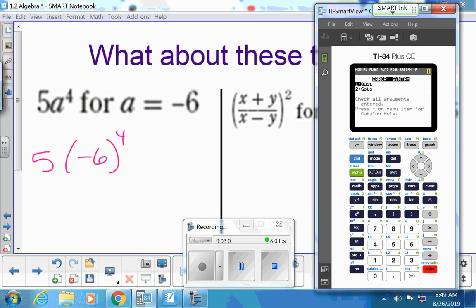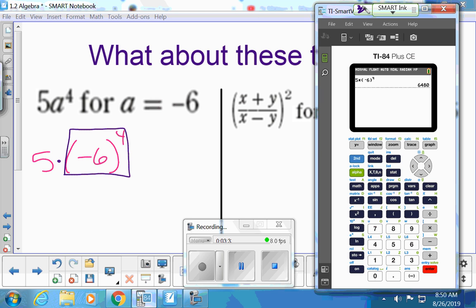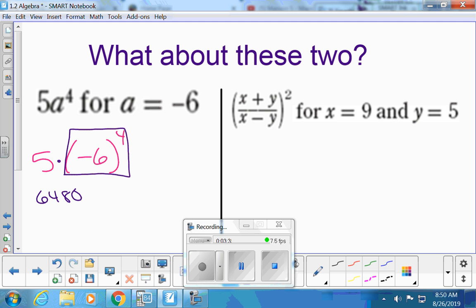Well, first of all, I needed the multiply sign. But let me just show you how to type it correctly. 5 times parentheses -6 to the 4th. Extra. Having trouble typing today. There we go. So I'll just talk about what happened. With the order of operations, the exponent has to happen first. So -6 gets multiplied by -6, gets multiplied by -6, gets multiplied by -6. Then it multiplies by 5 second step. So it's 6480 as a final answer.